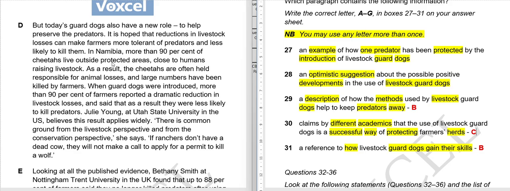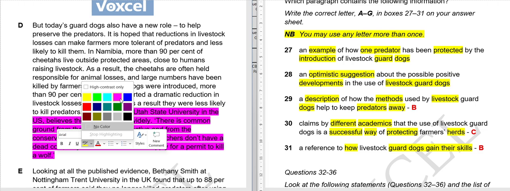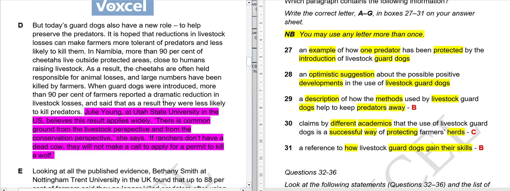Julie Young at Utah State University in the US believes this result applies widely. There is common ground from the livestock perspective and from the conservation perspective, she says. If ranchers don't have a dead cow, they will not make a call to apply for a permit to kill a wolf. So she says something, and this is the name of the person. What I will do is mark the entire thing so that I can read it later if there is any answer.